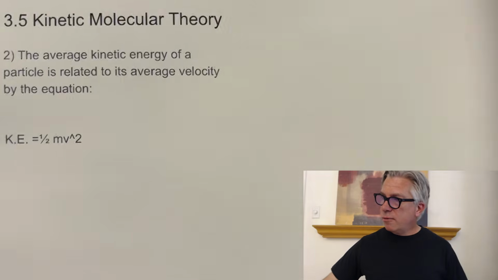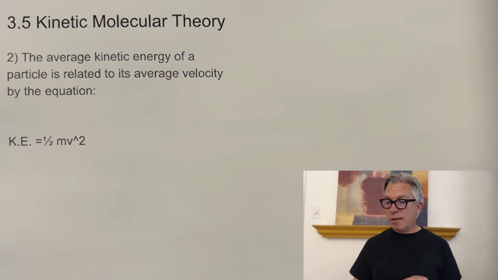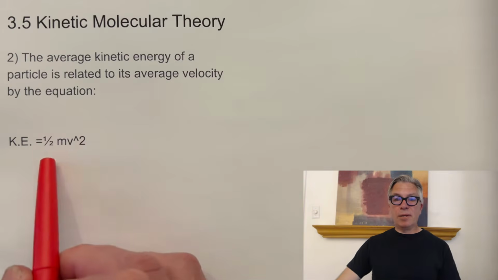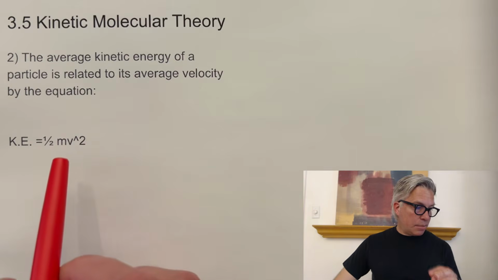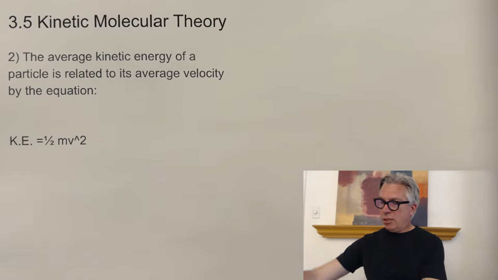Here's a quick little formula. The average kinetic energy of a particle is related to its average velocity by the equation kinetic energy equals 1/2 mv squared. Okay, let's talk about temperature and kinetic energy. And we'll actually go to the next slide and come back to this.